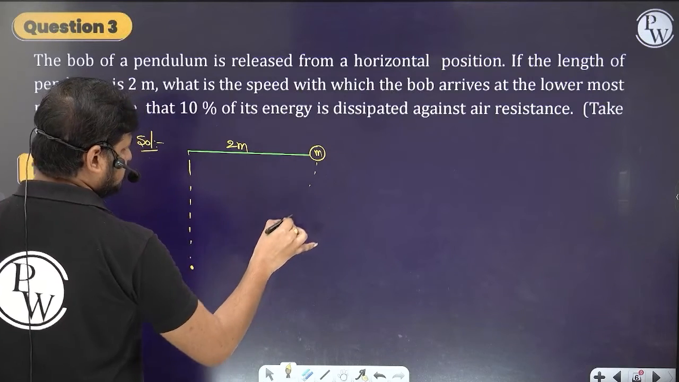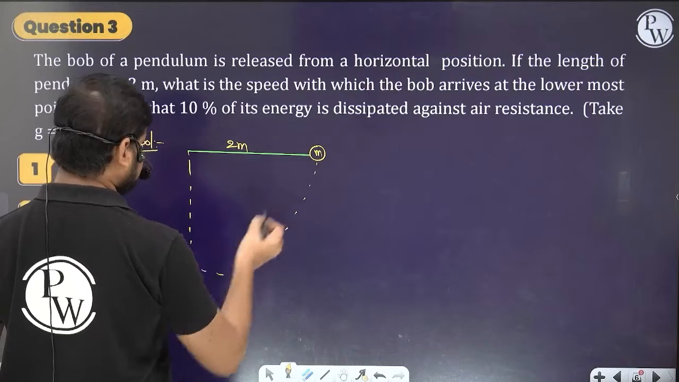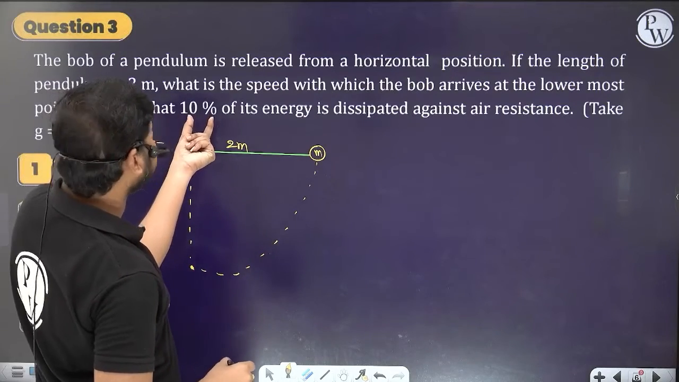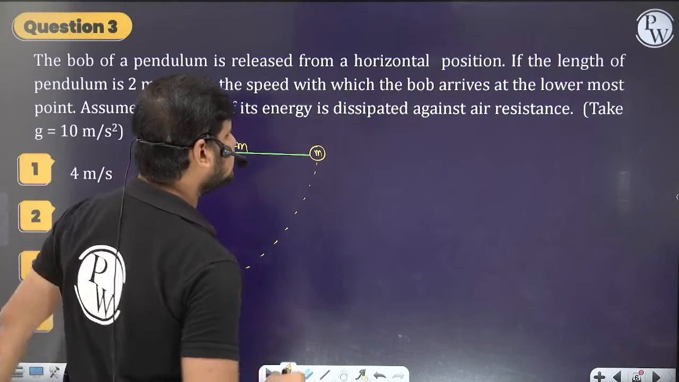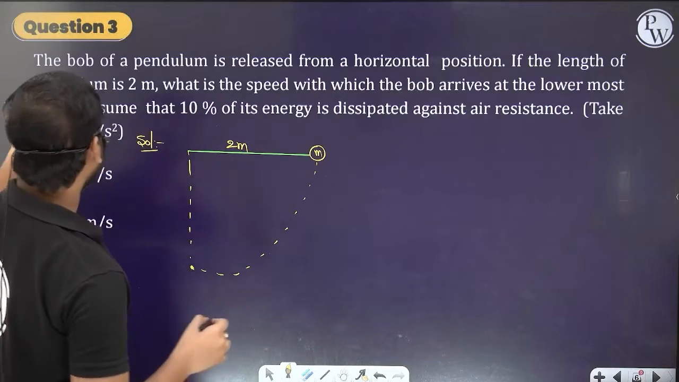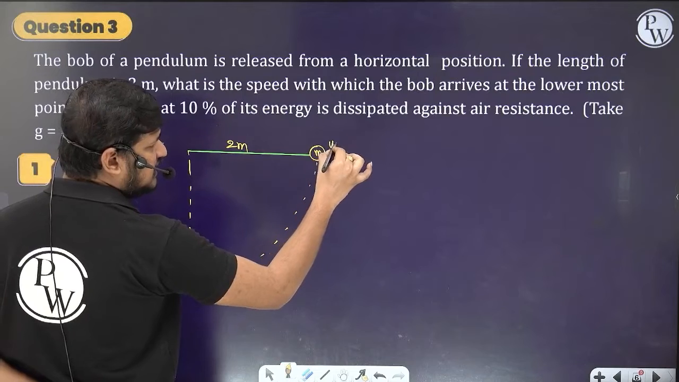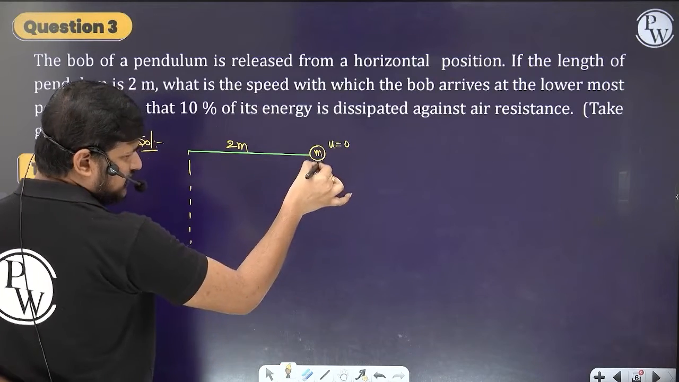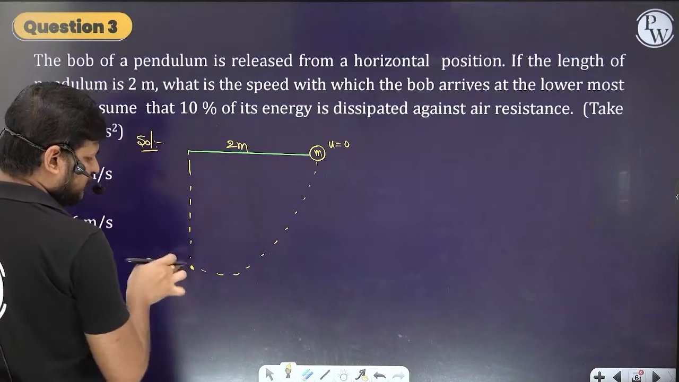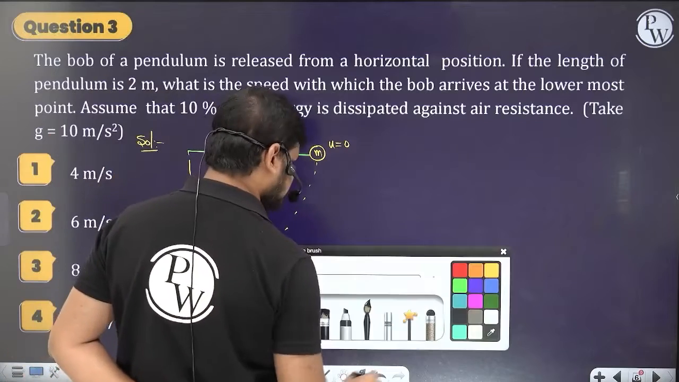So then it comes to this point, so I can say this is the extreme and this is the mean position, same as the previous question. Assume that 10% of its energy is dissipated against the air resistance. Then what we have to find is the speed. When you release this one, its initial velocity is 0. Then it comes to this point with some velocity v, obviously, right? So let's write. Let's take this as the ground.